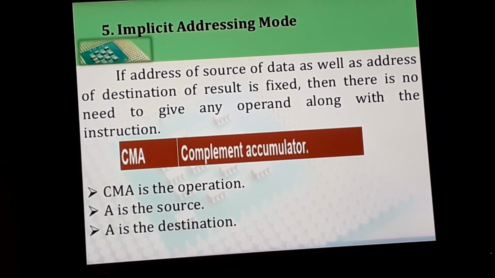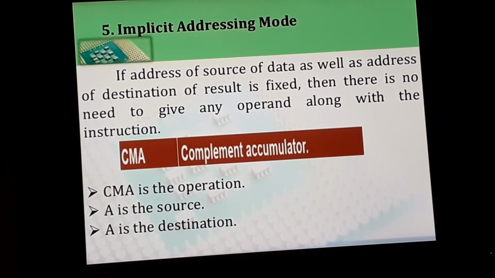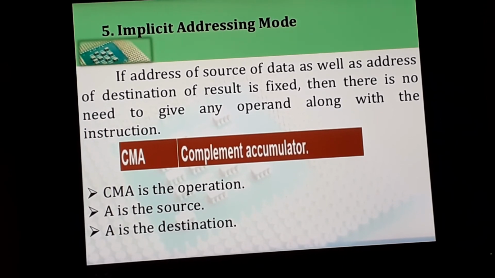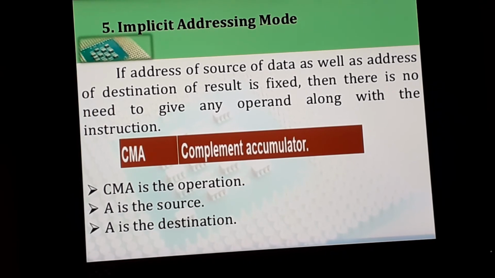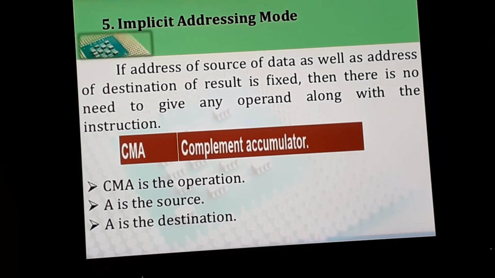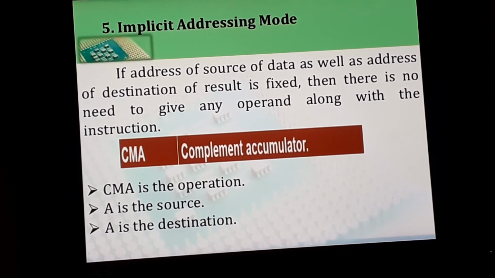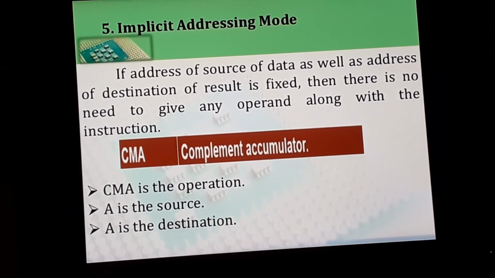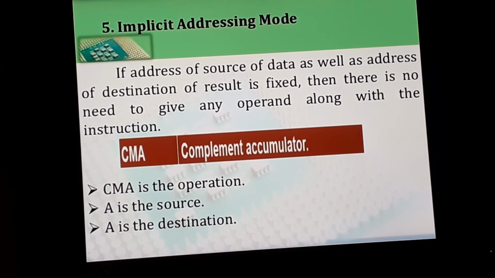In this, what happens, if the address of the source of the data as well as the address of the destination of the result is fixed, then there is no need to give any operand along with the instruction. So we do not have an operand. Operand means data, and we do not have data anywhere in this particular addressing mode. We only have the instruction name. In the previous addressing modes, we always used to specify the data, either 8-bit or 16-bit. But here, since it is implicit addressing mode, we do not have an operand. We only have the instruction itself.